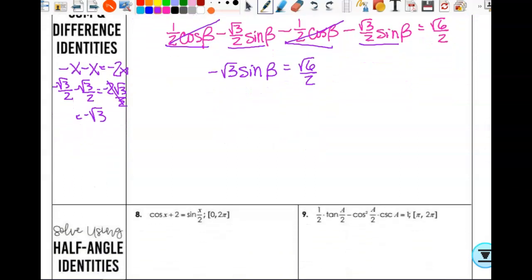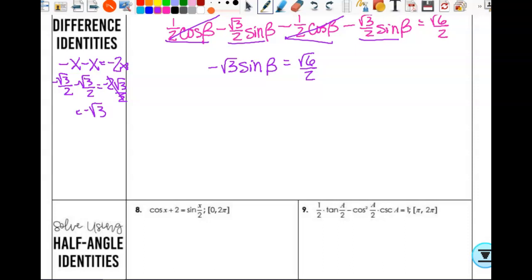Okay, so now I have to divide both sides by that negative square root of 3. I could make it into a fraction over a fraction, but isn't dividing by the negative square root of 3 the same as multiplying by 1 over the negative square root of 3? I think that's a little bit better way to write it. So sine of beta is equal to the square root of 6 over 2 times negative 1 over the square root of 3. Now, when we do this, this becomes negative square root of 6 over 2 square root of 3.